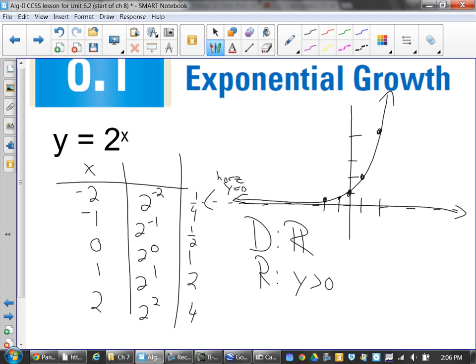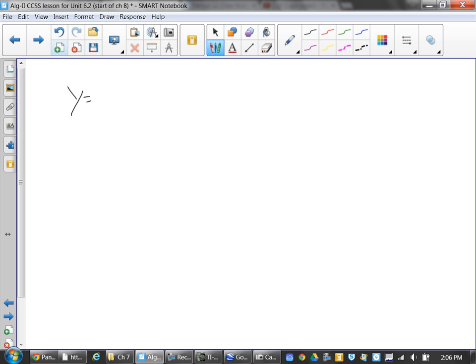Can we plot a few more things? So with your calculators out real fast, what I want you to do is put in these other 2 equations along with y equals 2 to the x. Why don't you put in y equals 1/2 times 2 to the x, and y equals 3 times 2 to the x. I'd like you to put in those 3 equations.